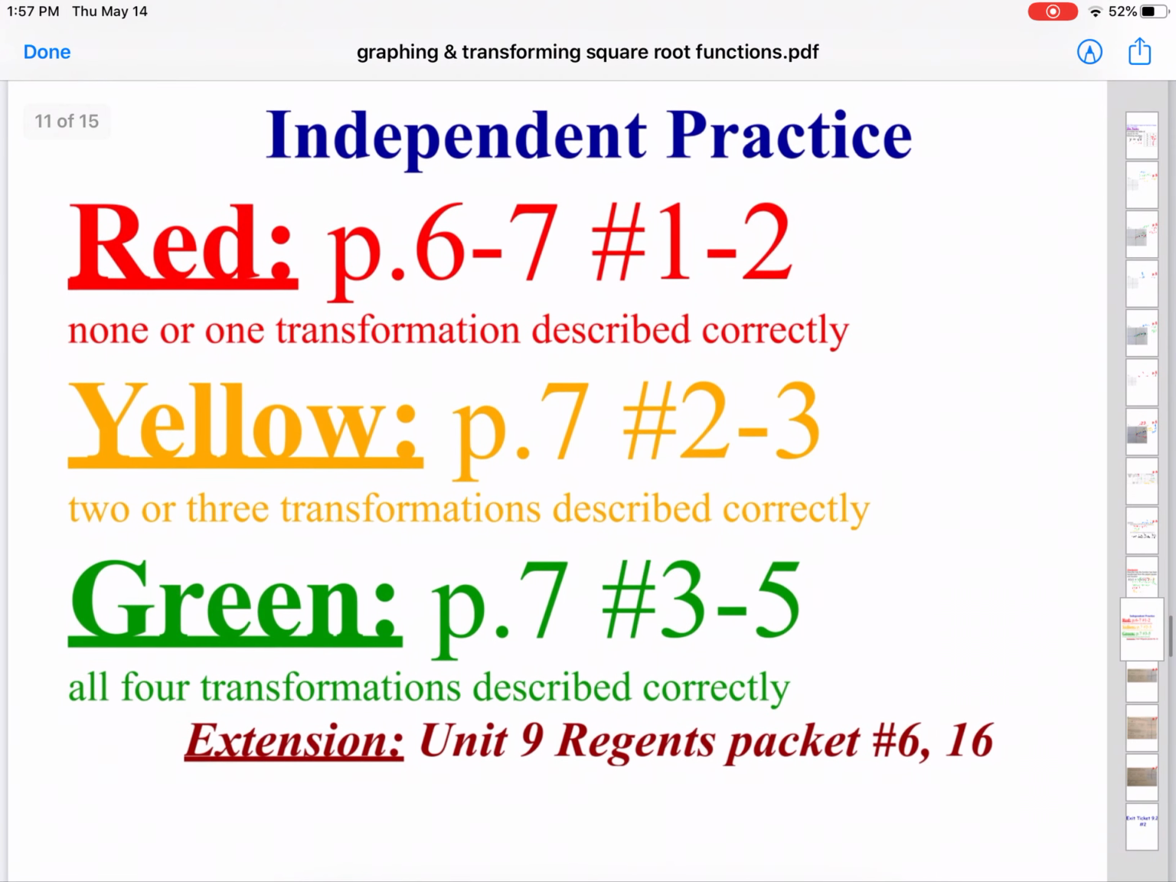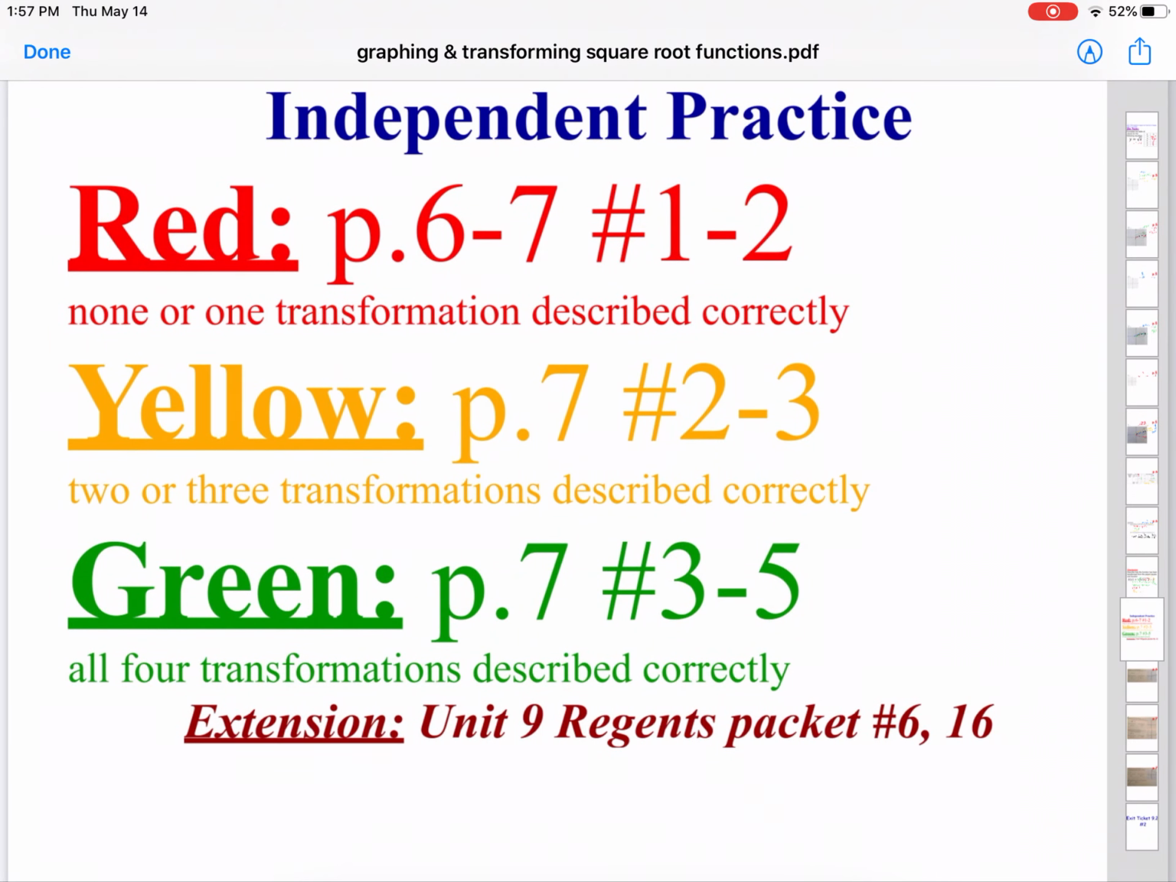So for your independent practice, if you were not able to get any of those transformations or only one, please start with red. If you are able to identify 2 or 3 of the transformations, but not all, please start with yellow. And if you got all 4 of those transformations, please start with green.